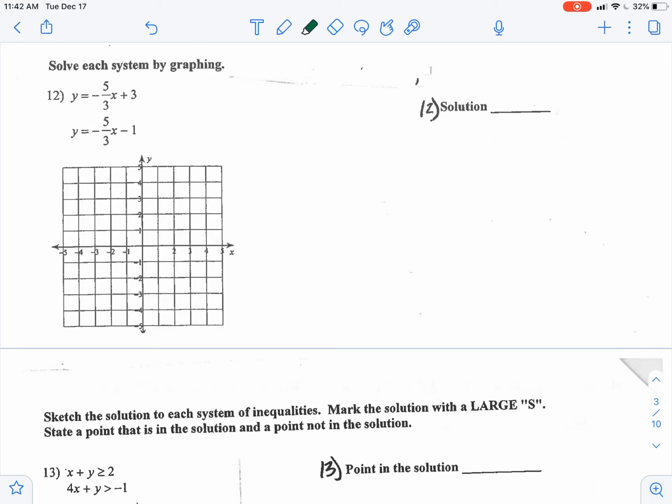Okay, our next one is you're going to solve by graphing. So again, remember we are in y equals mx plus b format. Which one is your slope and which one is your y-intercept? Graph both problems, and then come over here and tell me where they cross. Give me that point. Pause and work the problem.